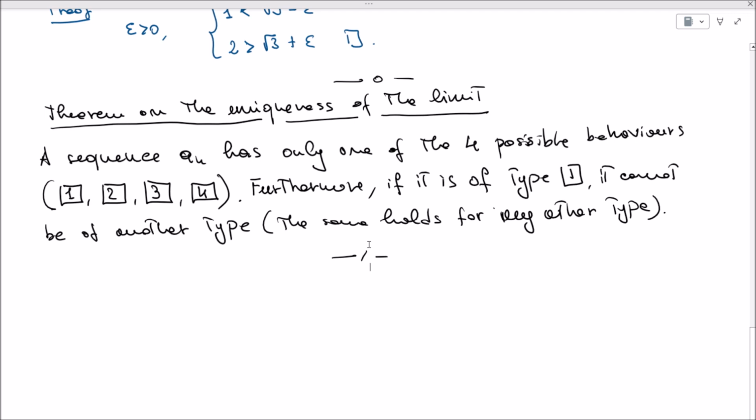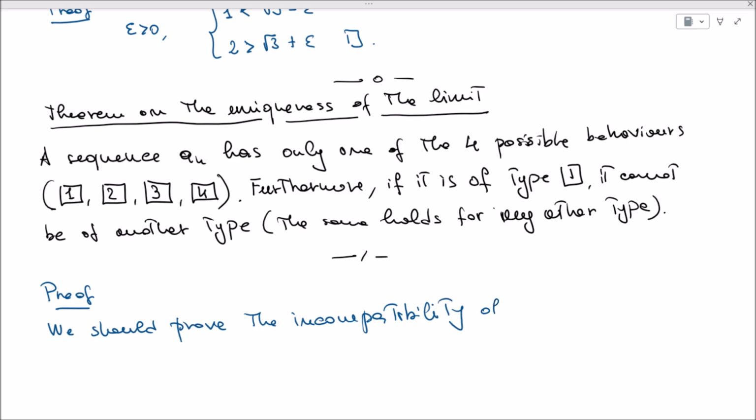So, of course, to prove this theorem, we should prove the incompatibility of every pair that we can extract from all possible combinations of the 4 behaviors, but because they are very similar, let's just prove two of them.